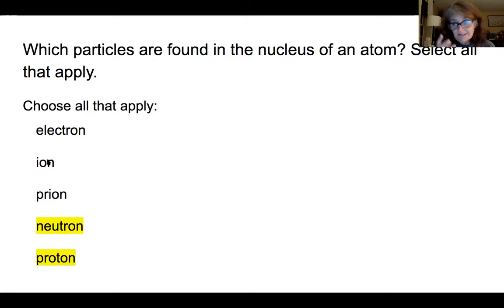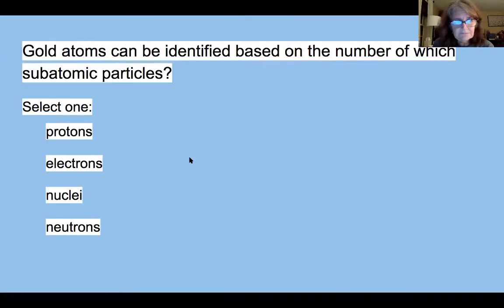An ion is a positively charged particle. That's a compound or molecule. And a prion is from virology.